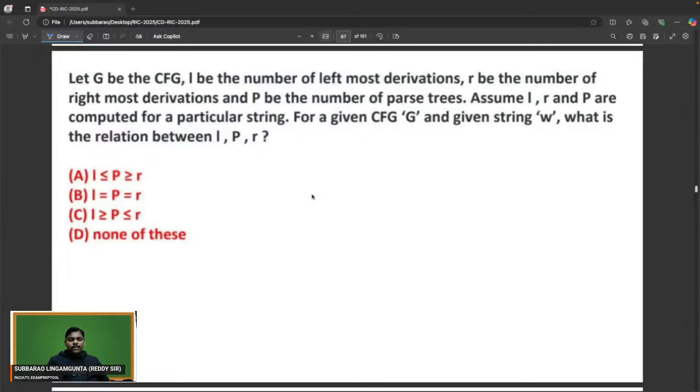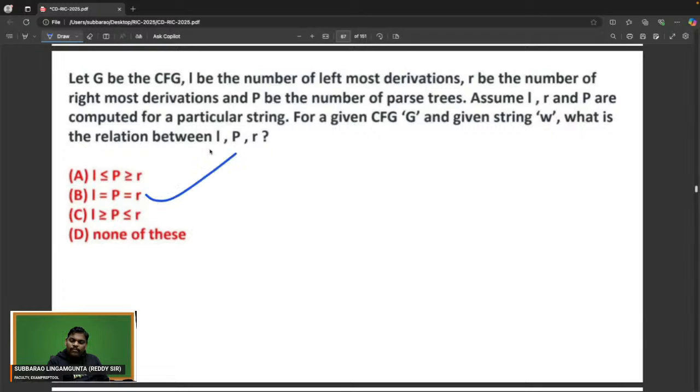Let G be the CFG, L be the number of leftmost derivations, let R be the number of rightmost derivations, and P be the number of parse trees. Assume L, R, and P are computed for a particular string. For a given CFG and a given string W, what is the relation between L, P, R? What is the answer? All three will be equal.